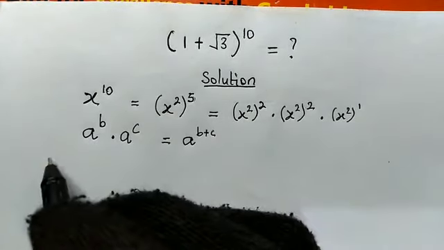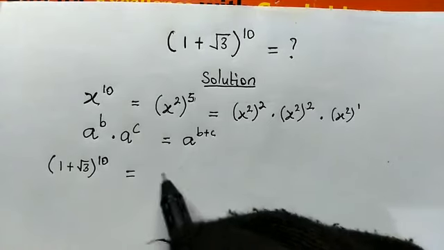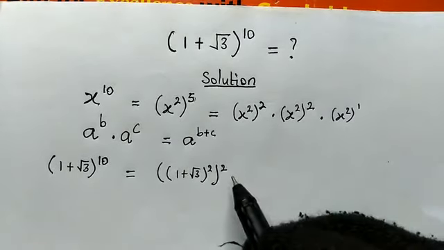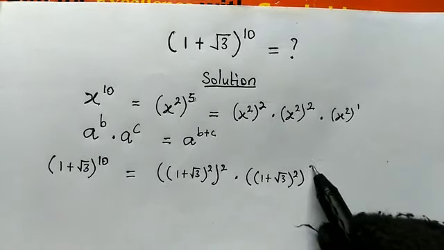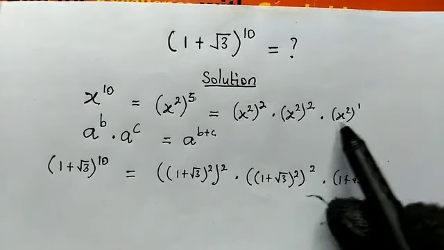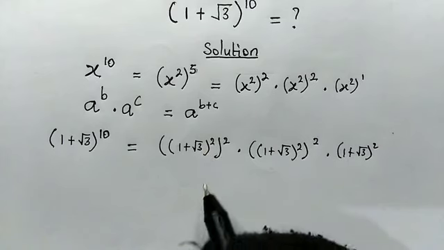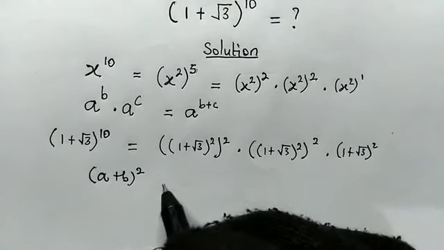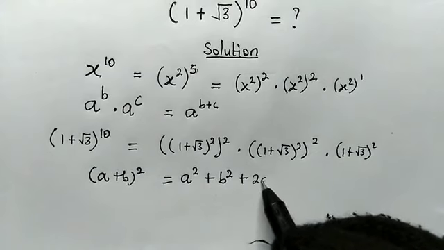Now with the help of this, 1 plus root of 3 to the power of 10 can be written as 1 plus root of 3 squared multiplied by 1 plus root of 3 squared, then multiplied by just only 1 plus root of 3 squared. Remember, this to the power of 1 is still the same thing. Now take a look at this. We need to evaluate 1 plus root of 3 squared. But before that, let us take note of this identity. a plus b squared is equal to a squared plus b squared plus 2 times a times b.